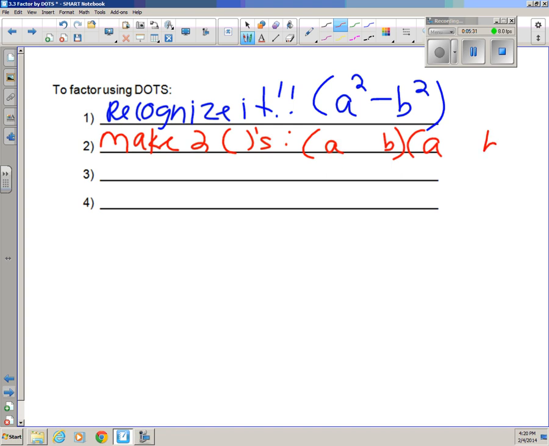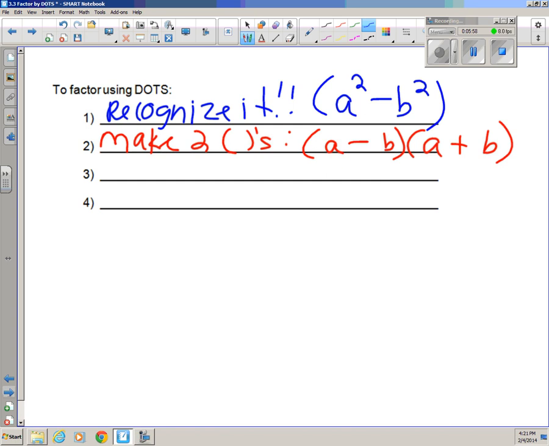Make two parentheses with those same things, but then the only way to get a negative product in the b squareds is to have the signs be opposite. So anytime you're factoring a difference of squares, you're going to have the same thing in both parentheses. One's a minus, one's a plus. And that's basically your final answer. What I've actually done is sort of taken step 3 and step 4 and rolled it into step 2. But you're going to take the square root of the first term.